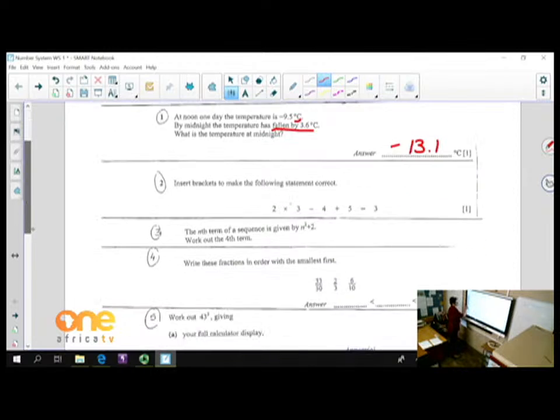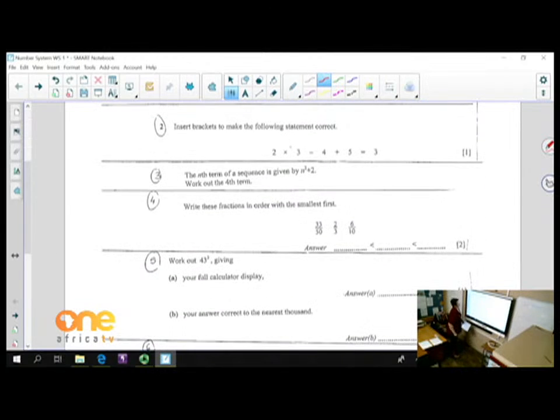Right, question 2. Insert brackets to make the following statement correct. Now this is an error and trial question. There's no formula that we can use here. So you'll have to keep on trying to see if you do that, that you get that answer of 3. This is where BODMAS, those BODMAS rules, are very important here.